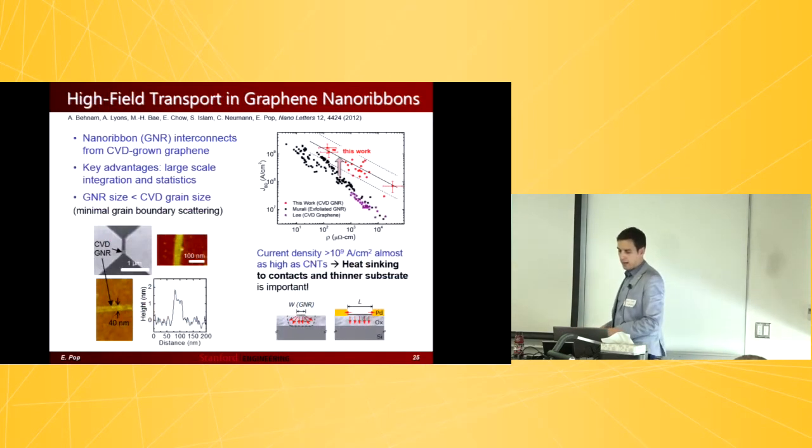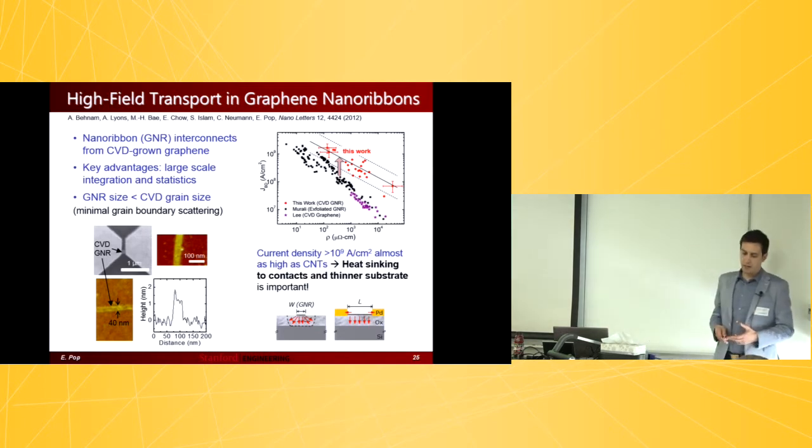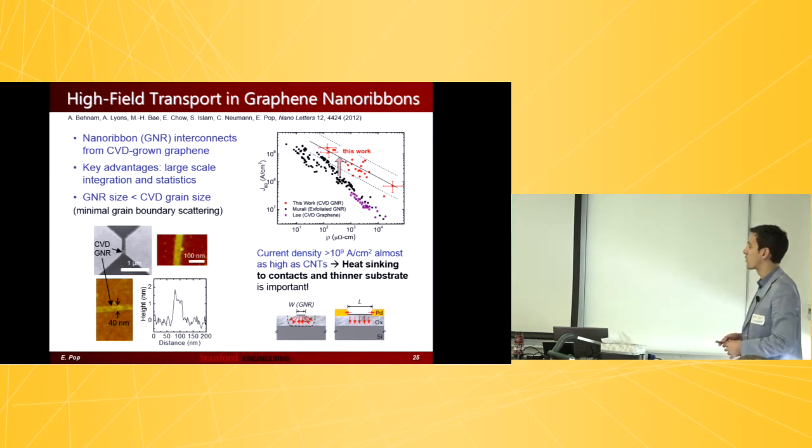Okay. A little bit of thermal engineering went into this work. Graphene nanoribbons, we were interested in them for interconnects, of course. And what we realized is that by engineering the heat sinking into the contacts, essentially by making short channels, so this is not significant engineering, but yes, if you make short channels, you can actually get a lot of heat sinking to the contacts. And then if we make thin oxides for the substrate, you can actually get more heat sinking into the substrate.